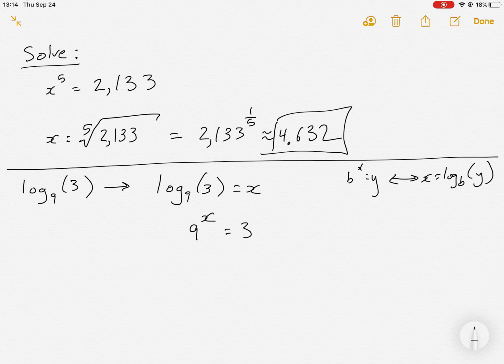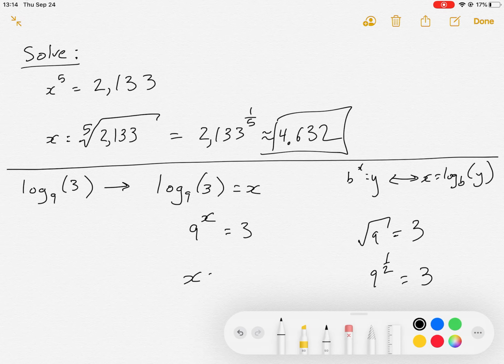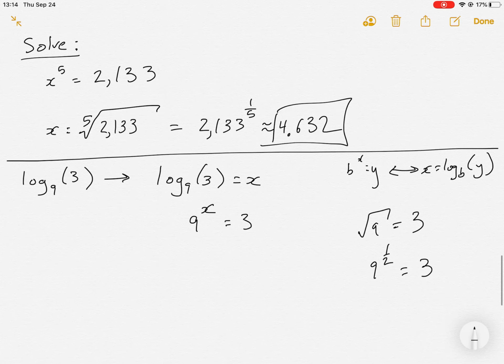And so the question now is, how do you get 3? Well, we just figured this out. The square root of 9 is 3. So that means that 9 to the power of 1/2 would be 3. So in this case, I shouldn't use x. I should go back to the original problem. Log base 9 of 3 actually equals 1/2.